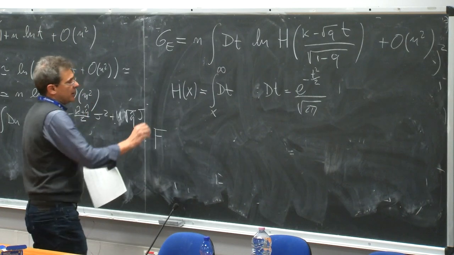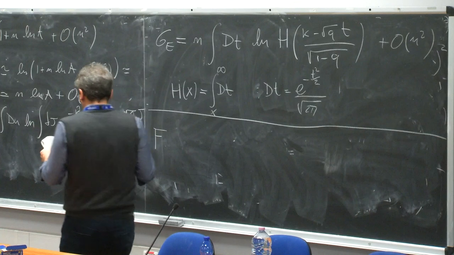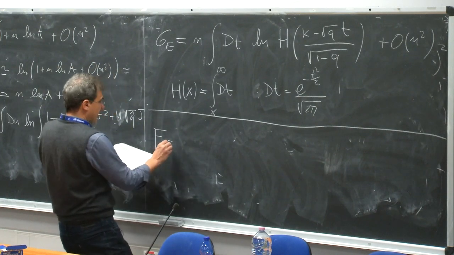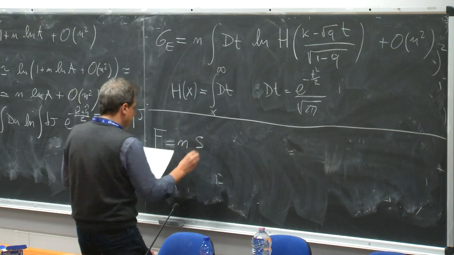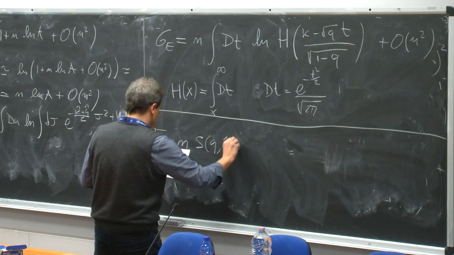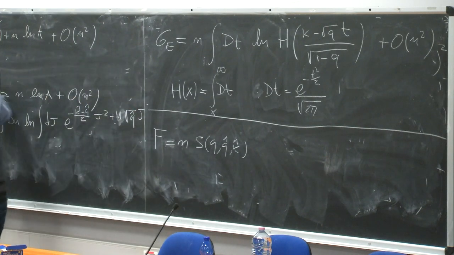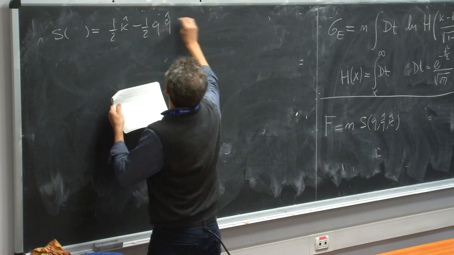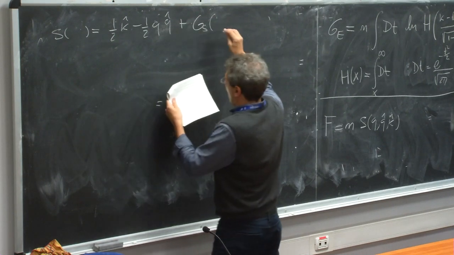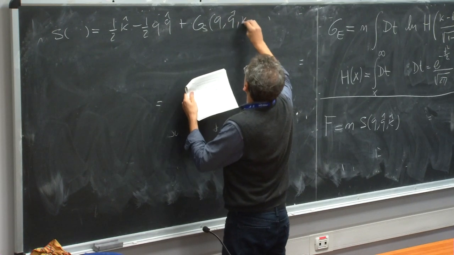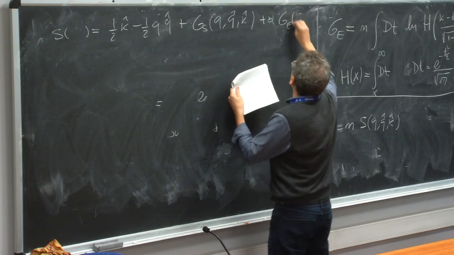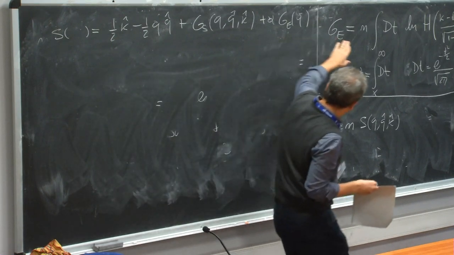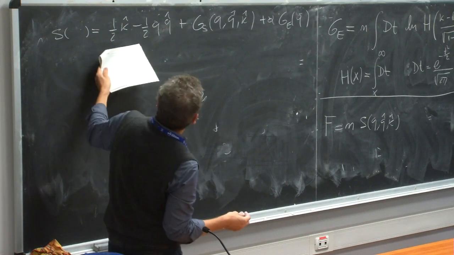because now we can write our function for which we want to compute the saddle point. So our function F looks like little n times another function S, which only depends on q hat and k hat, where this S, let me write it here because it's useful. You're almost done, don't worry. This S is equal to 1 half k hat minus 1 half q and q hat plus GS of q hat and k hat plus alpha GE of q. So for instance, G of q is this quantity here, GS is the one we wrote before. And so this is the result.